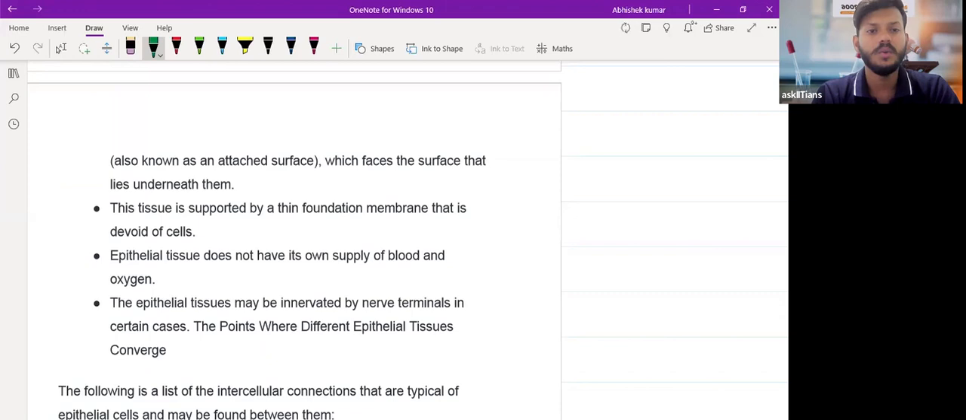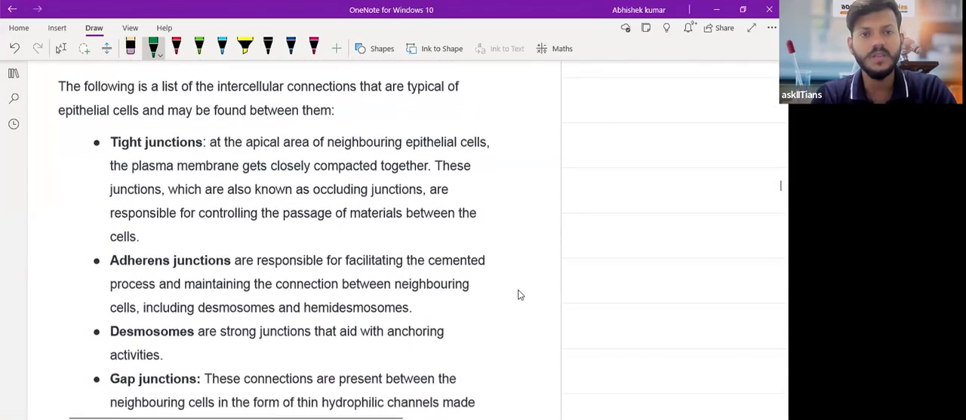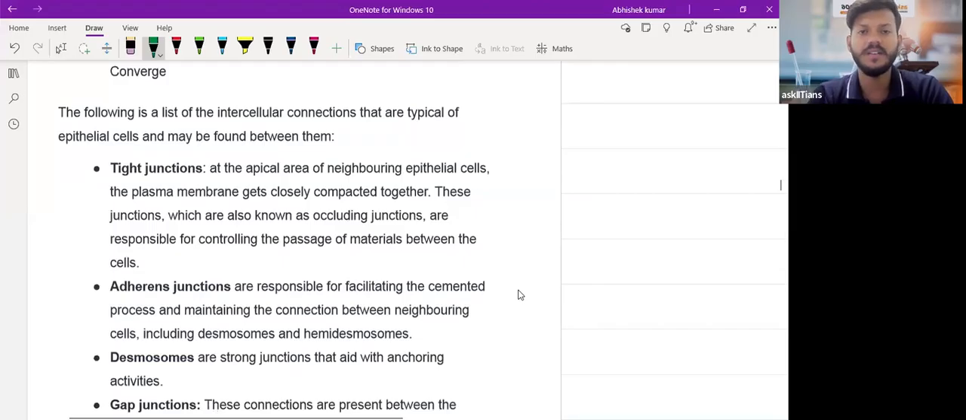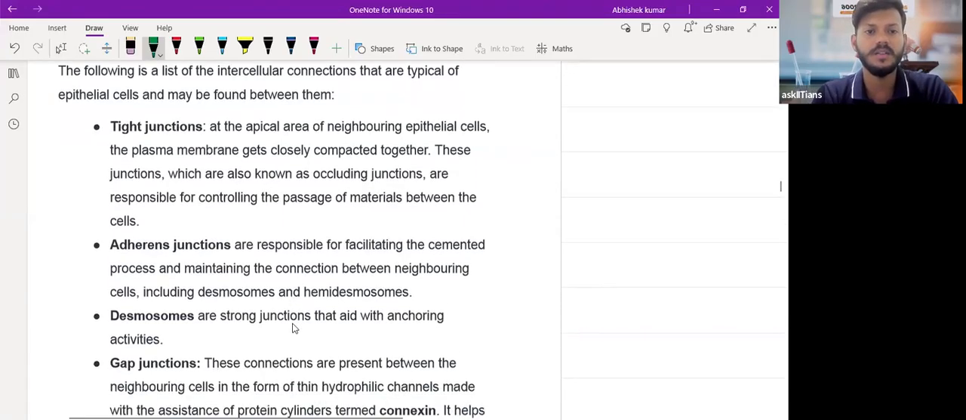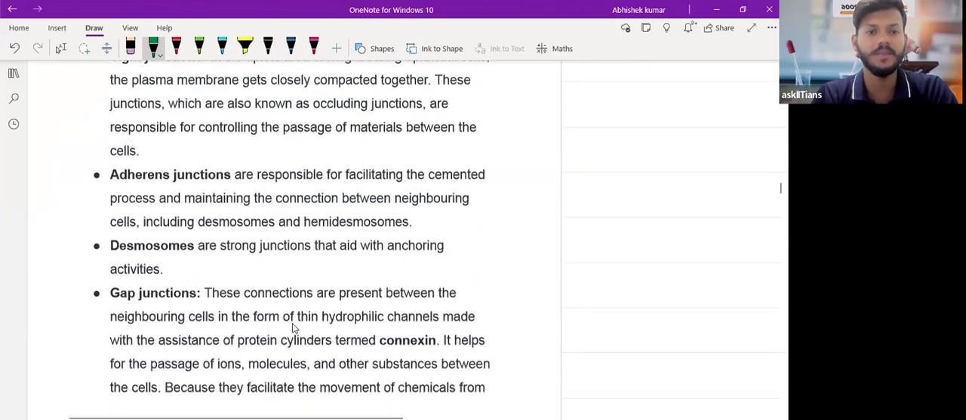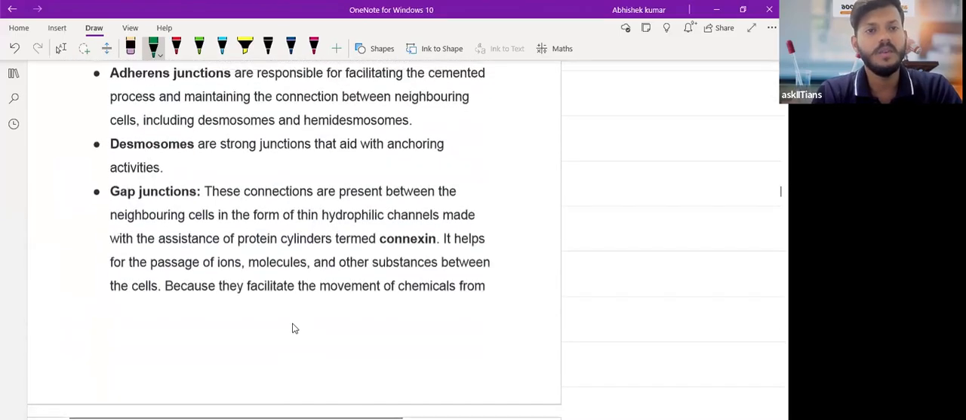Okay. So the epithelial tissue may be innervated by nerve terminals in certain cases, at the point where different epithelial tissues cover. So we have different types of intercellular connections. For example, we have tight junction, adherens junction, desmosomes, and gap junction. So what happens? Let's see.